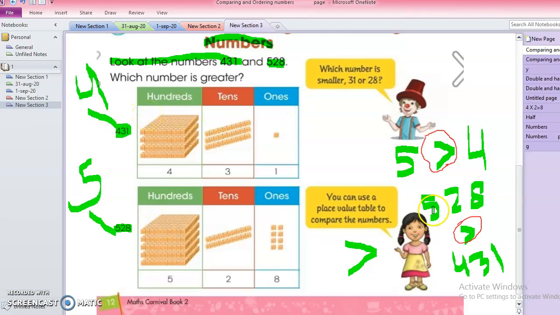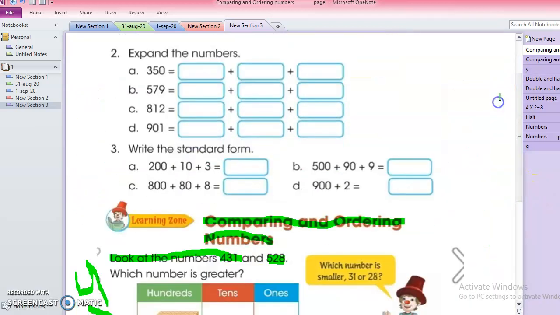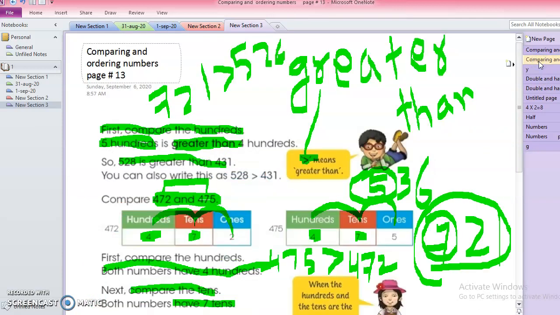Okay. So now let's move to book page number 13. On page number 13, we have the same topic, comparing and ordering numbers. What is it saying? First compare the hundreds. 500 is greater than 400, so 528 is greater than 431. They are saying the same thing. When we compare hundreds, we found out that 5 is greater than 4, 500 is greater than 400. That's why 528 is greater than 431.